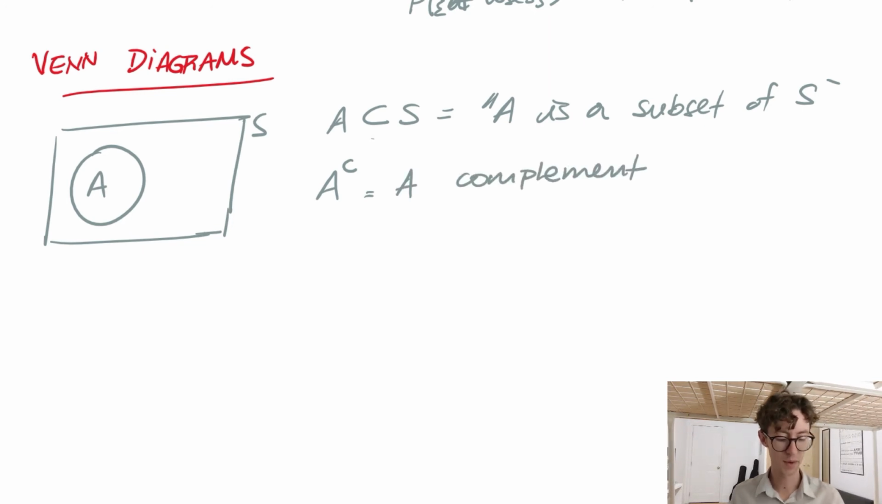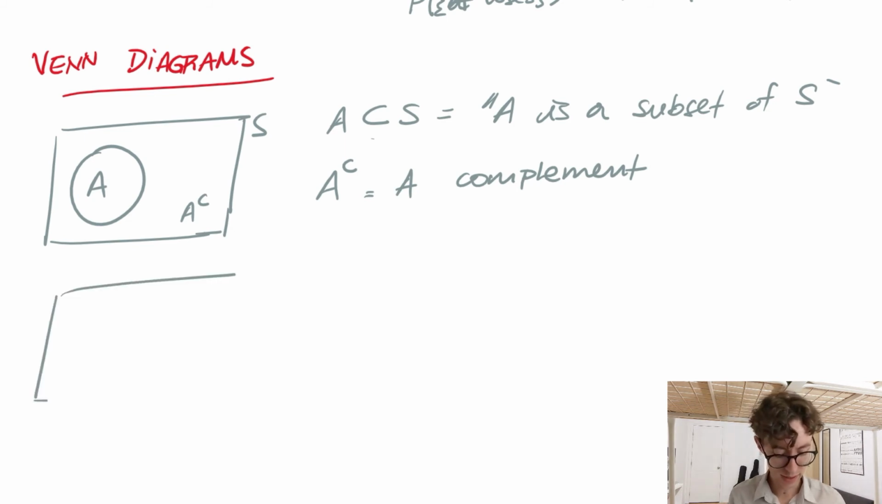The notation we'll be using for the complement is A subscript C. That means anything that is not A but is still in the subset S. Anything that is not A will be a complement. So anything outside of this circle here in our Venn diagram is a complement.